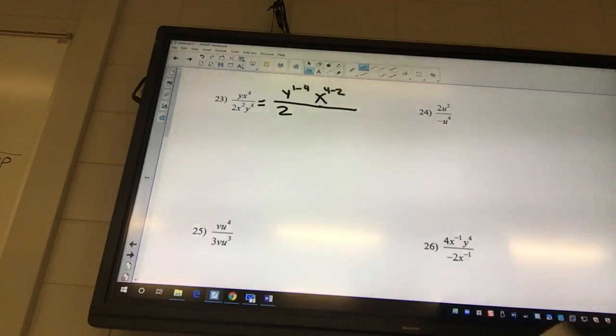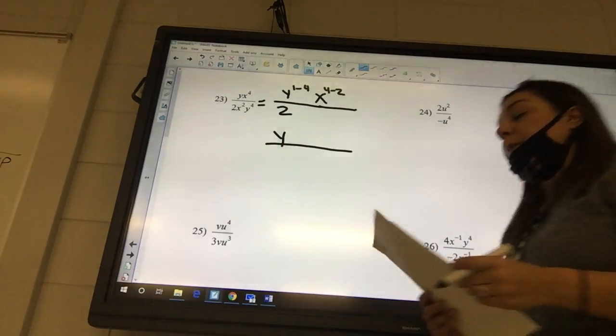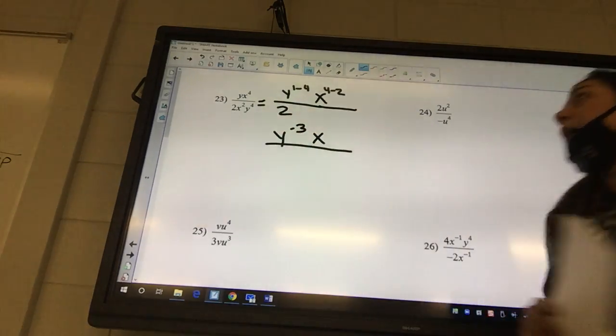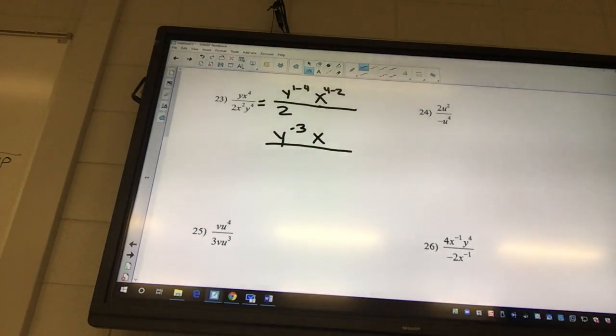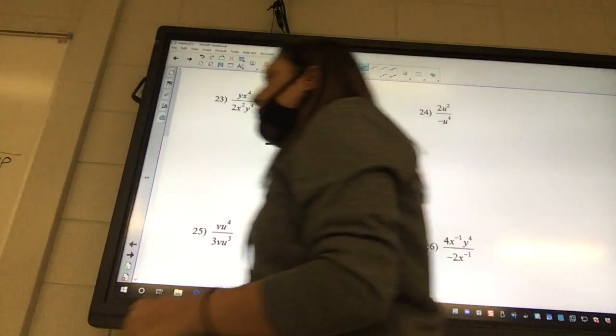Okay, it's always top minus bottom. Okay, so you're going to have y to the what? What's 1 minus 4? Negative 3. X to the 4 minus 2. It's going to be 2. And we're going to have a 2 on the bottom.